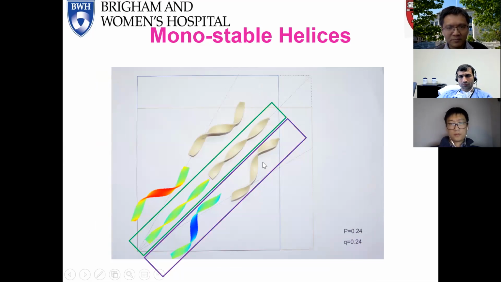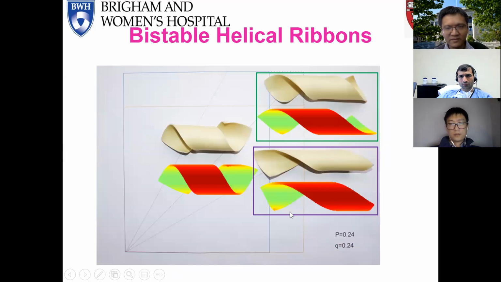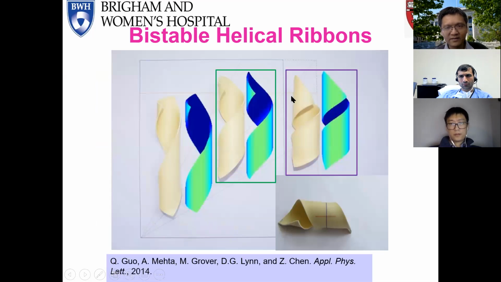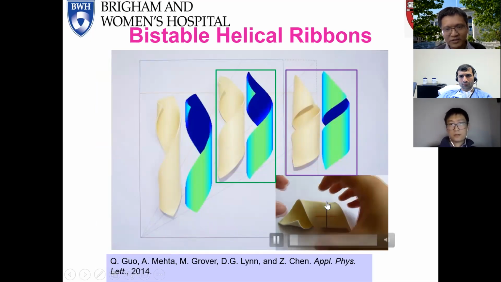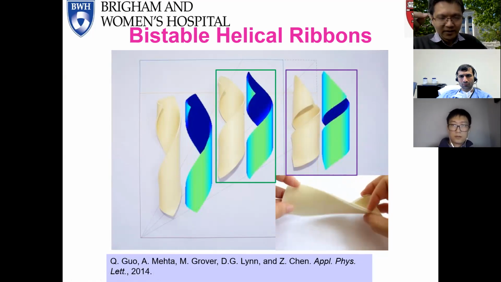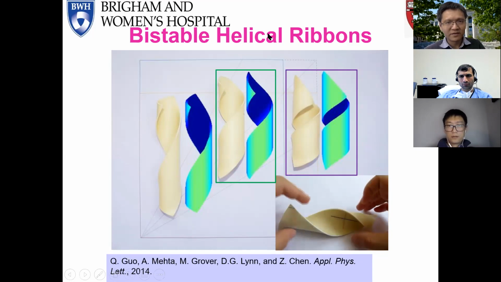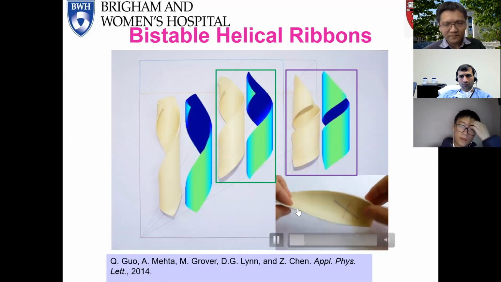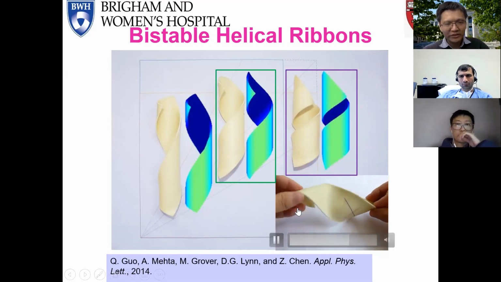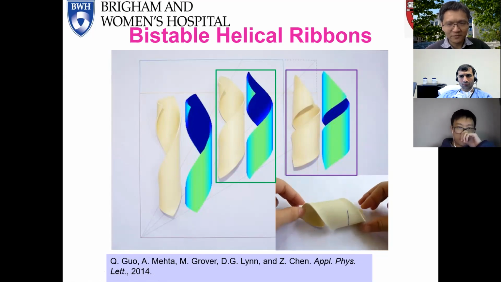Previously it was monostable, it only had one stable shape, but now it can be stable in this configuration or in that configuration, also shown in this purple rectangle. This is a video showing the transition from one helical ribbon shape to the other. So it's a bistable configuration, and it can change shape back and forth in response to external stimuli.